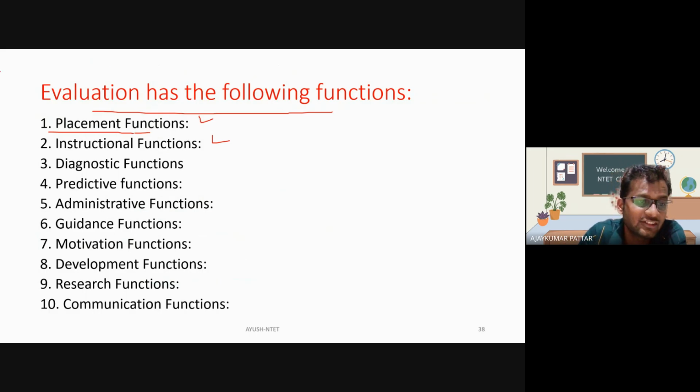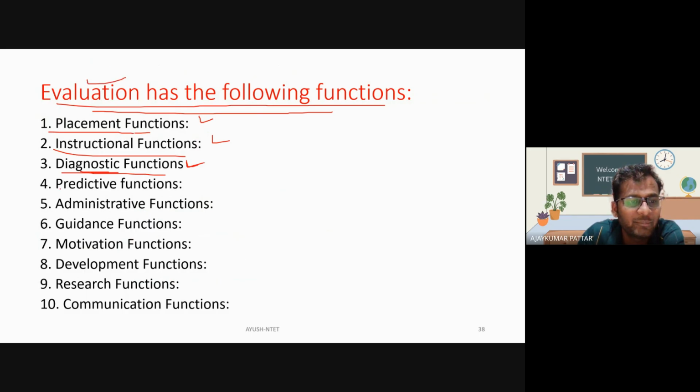And instructional function. Instructional function means teaching functions के लिए भी useful है. And diagnostic functions. If you are evaluating, you can diagnose certain problems with the teaching learning methods. It can also serve for the diagnostic. The meaning is simply that evaluation का useful क्या है? What are the functions we can do by this evaluation? That is the concept. Then predictive functions. Predictive functions मतलब क्या है?